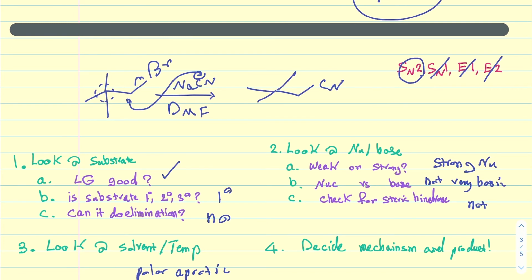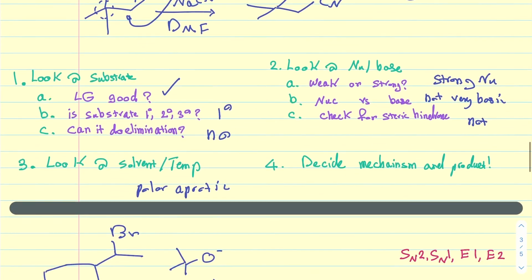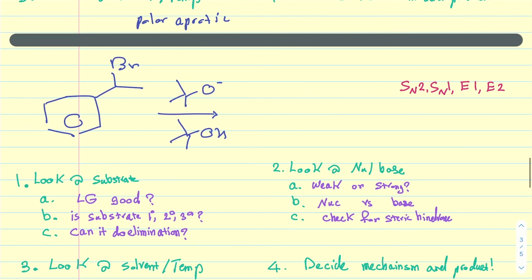And that's it. Let's move on to the next. Okay, so is the leaving group good? Yes, I have a pretty good leaving group. Substrate is secondary, so I cannot eliminate any reaction or any mechanism. Can it do elimination? Yes, it does have beta hydrogens, so I cannot eliminate any mechanism.